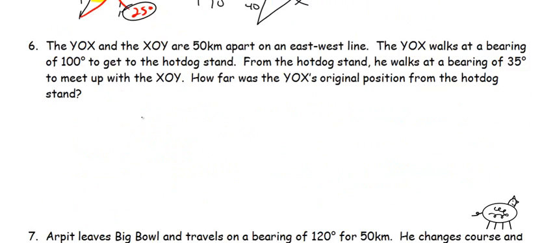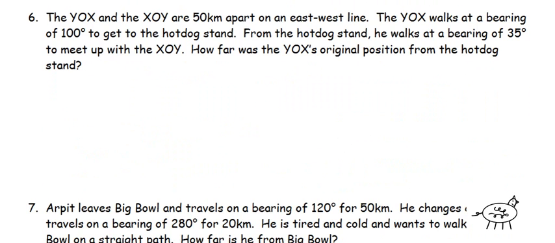Poor kid. Okay, some familiar faces here. This is very exciting. The ox and the soy are 50 miles apart on an east-west line. Oh, I like that. I like east-west lines. So we're going to draw an east-west line.